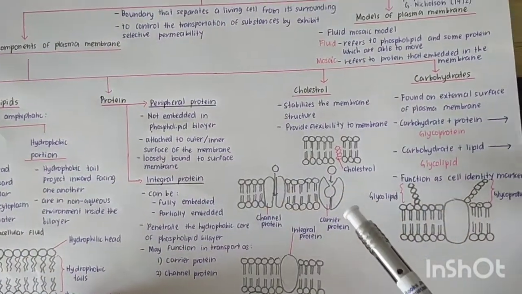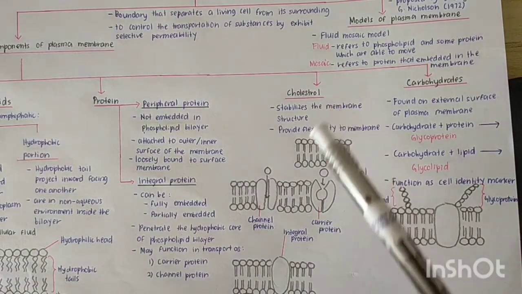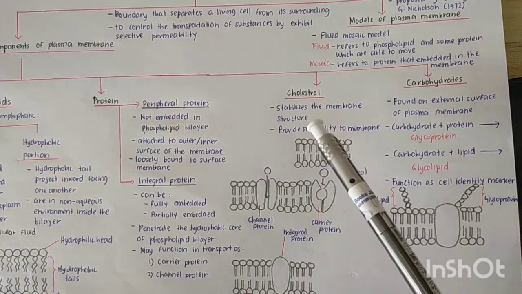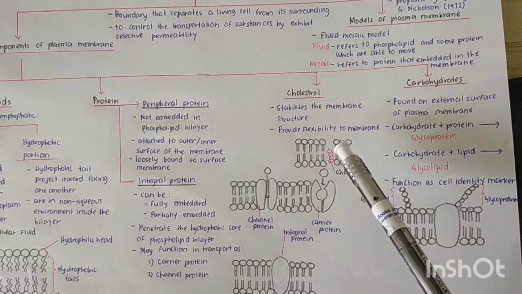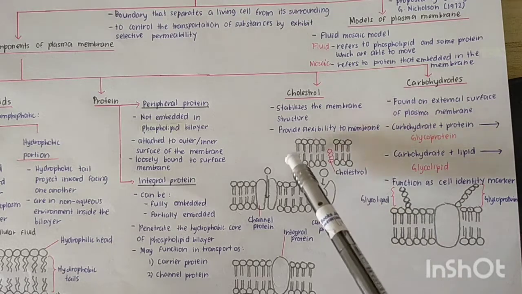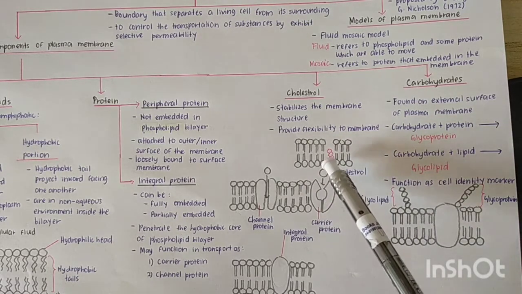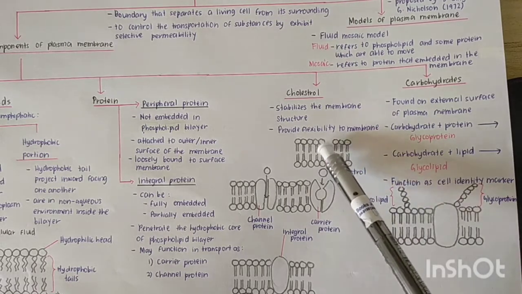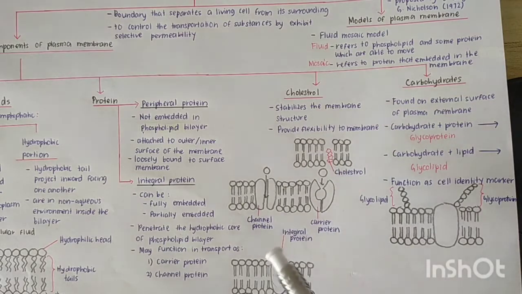Next we look at the next component of the plasma membrane, which is cholesterol. The function of cholesterol is that it will stabilize the membrane structure and provide flexibility to the membrane. Let's say this is the structure of the phospholipid bilayer. Where is cholesterol located? This is the cholesterol. Its function is to stabilize the membrane structure.